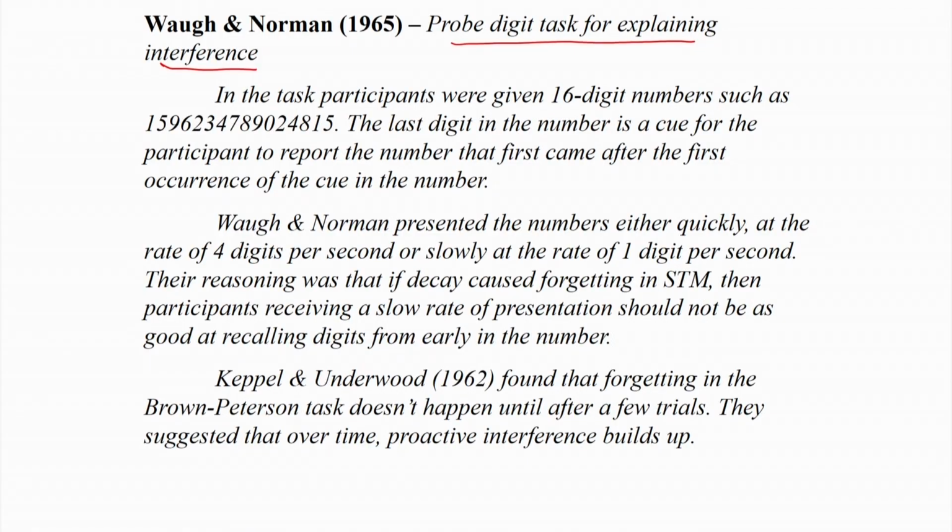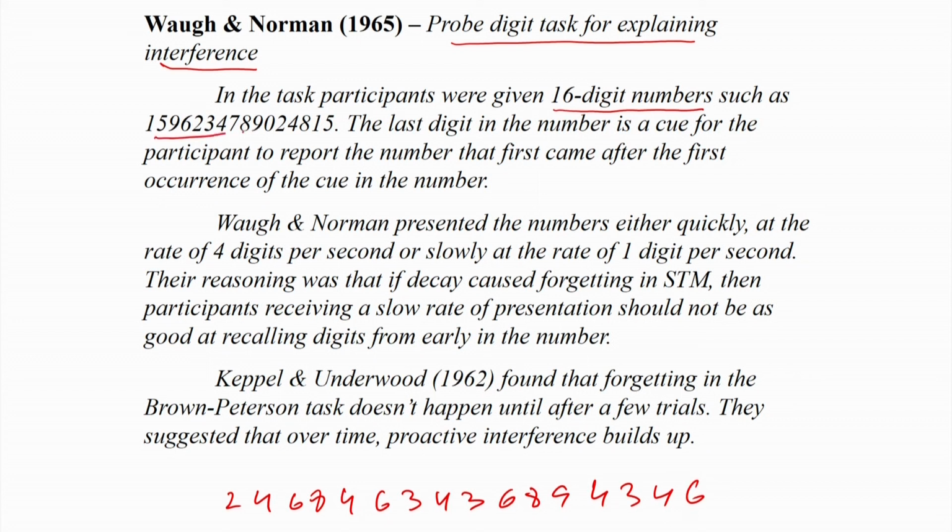Now, what was the task? It is a very easy task to look at. It is a 16 digit number task. A 16 digit number is presented to you at one go. So you have things like 2, 4, 6, 8, 4, 6, 3, 4, 3, 6, 8, 9, 4, 3, 4, 2, 3, 4, 5, 6. This kind of setup is presented to you. One example is given here. The last digit then serves as a cue.